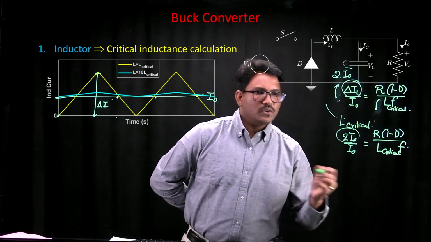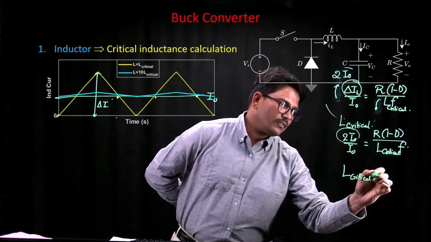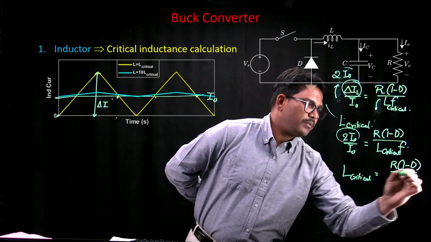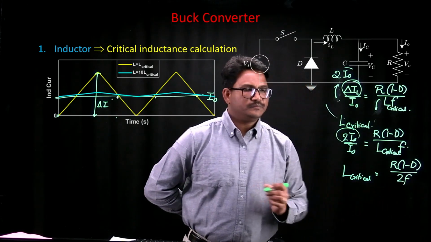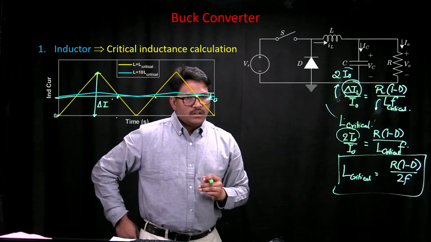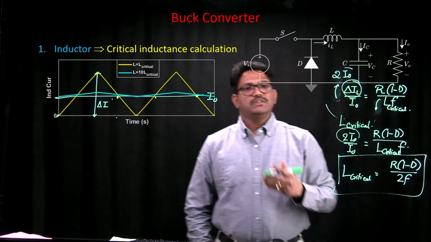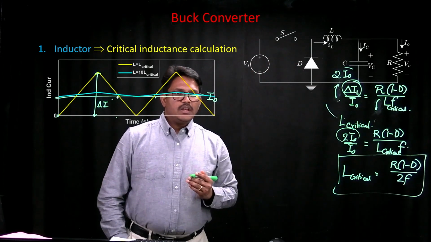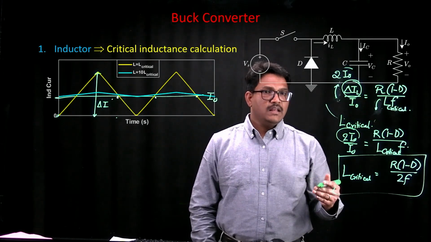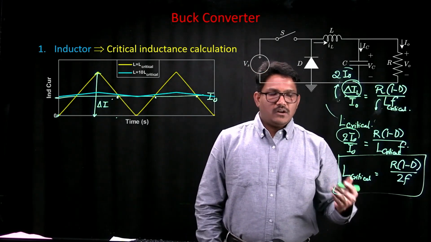So now if you want to know the critical value of inductance, it is R multiplied by 1 minus D upon 2 times F. This is what we call the critical value of inductance, below which the current in the buck converter becomes discontinuous. If you choose inductance values significantly higher than this critical inductance, then you can observe your output currents are almost DC.